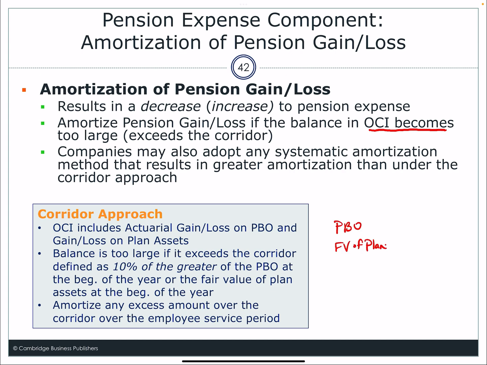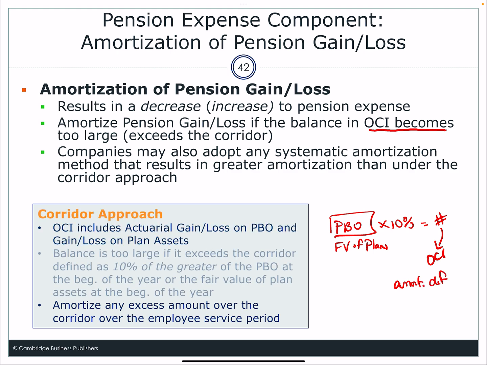Okay, so I'm going to compare these two. I'm going to say which is larger. If I decide the PBO is larger, I'll multiply it times 10%, right? That's now the number I need to compare to what's sitting in OCI and amortize any excess. So I compare that to OCI and amortize the difference. So we'll go through an example of that.